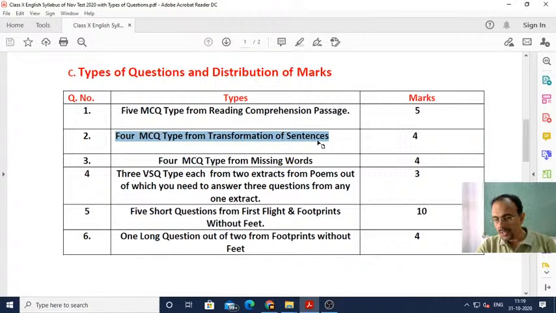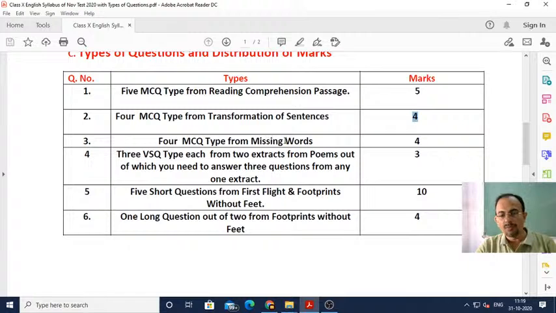So what are the topics included in transformation of sentences? Simple sentence, complex sentence, compound sentence, non-finites, then reported speech, then determiners and modal auxiliaries will come under transformation of sentences. So there will be 4 marks from it. Next is 4 MCQ type from missing words. There will be a passage where in every line there will be some missing word, so you've got to find these missing words. So from the reading section 5 marks, grammar section 8 marks, 13 marks.